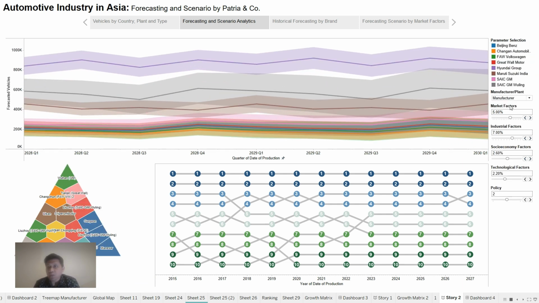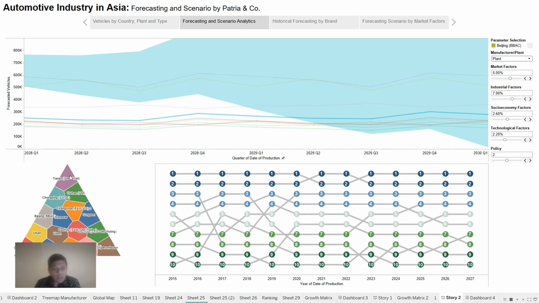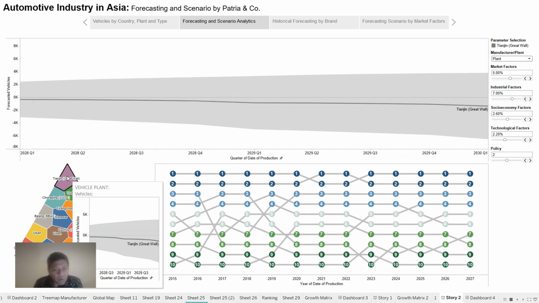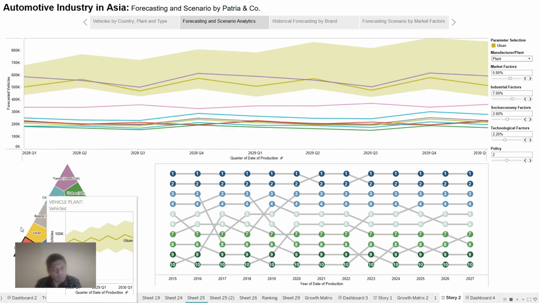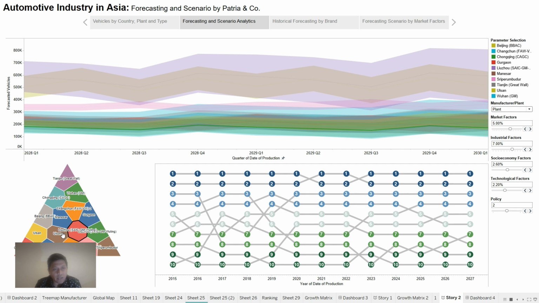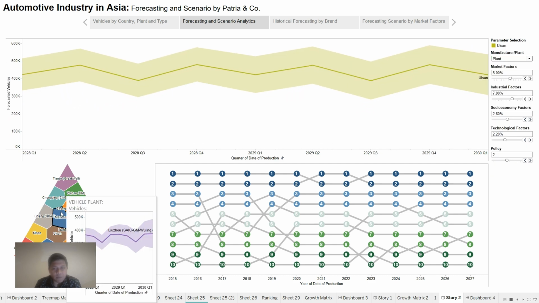And when we want to change the number of vehicles by plant instead of manufacturer, we have a different trend for Wuhan and Tianjin. So we have a declining trend for Tianjin. So it allows us to understand what happens in the future when we produce the number of vehicles and sell those products in the Tianjin market. On the other hand, we have a declining, stable or even increasing trend for Ulsan and other markets. So those markets have different dynamics.